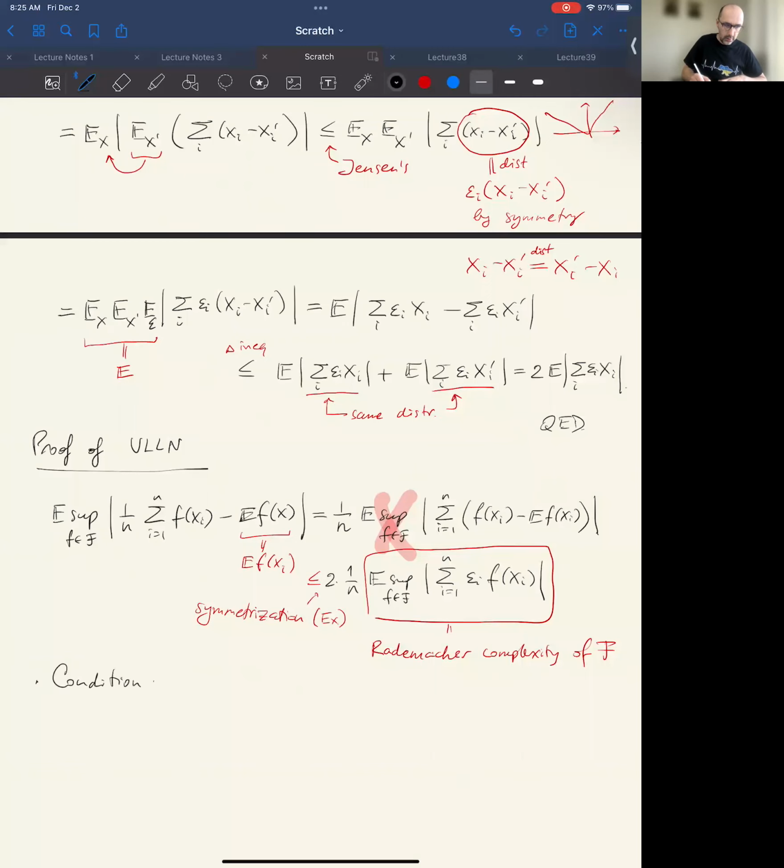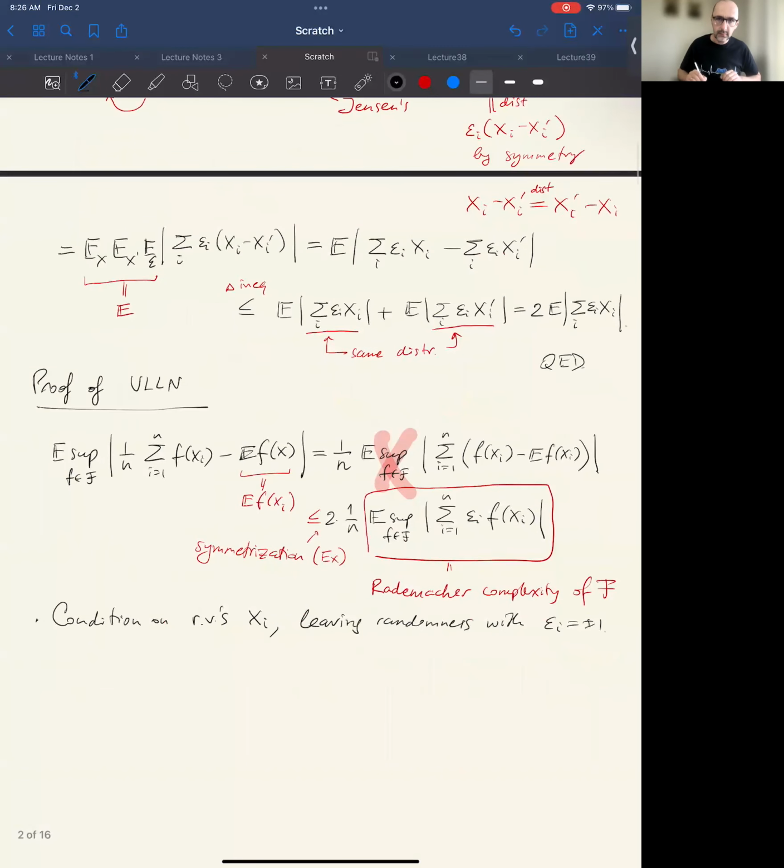So let's write this carefully. Condition on the random variables xi. We treat them as fixed numbers, thus leaving the randomness with the epsilon i's, the signs. The only randomness now remains in the signs. For any f, what do we see? It's a sum of plus or minus some numbers, like plus or minus ai's. Can we bound it? Sure.